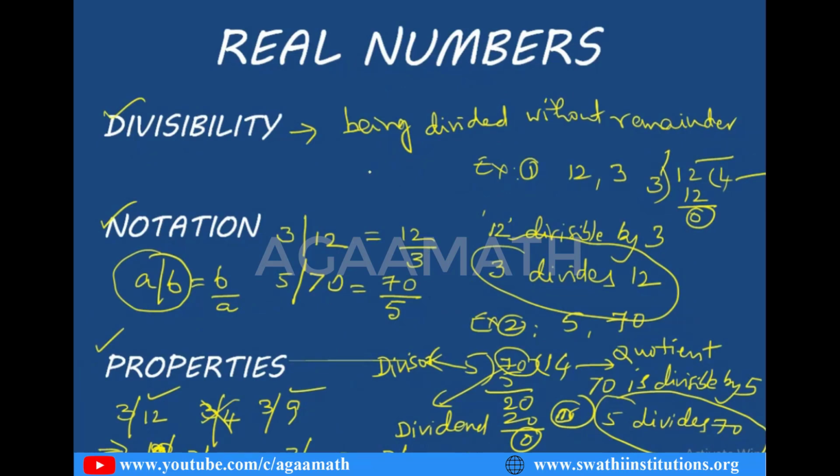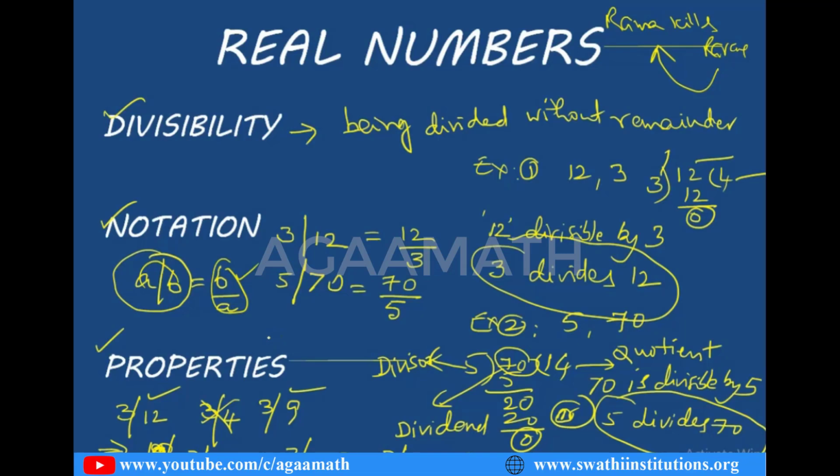Okay, divisibility means being divided without remainder. Notation: this is the representation of divides. Of course, A divides B is the same as B is divided by A. You know that this is passive voice, this is active voice. Rama kills Ravana; Ravana is killed by Rama, right? A divides B is active voice, B divided by A is passive voice, right?